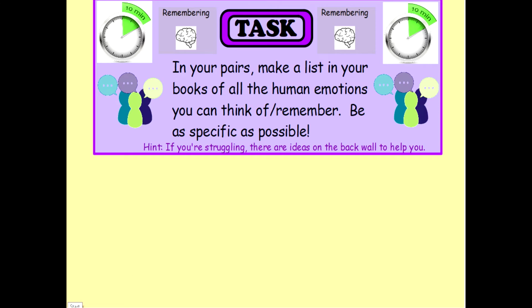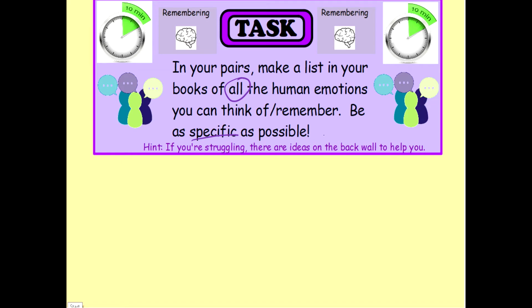Okay, so first and foremost, ordinarily you would do this in pairs, but you're going to have to do this yourself. If you have a parent or a guardian or a sibling with you, you can ask them for ideas. That's absolutely fine. You need to make a list in your books of every single one of the human emotions you can think of or remember, and you need to be specific.